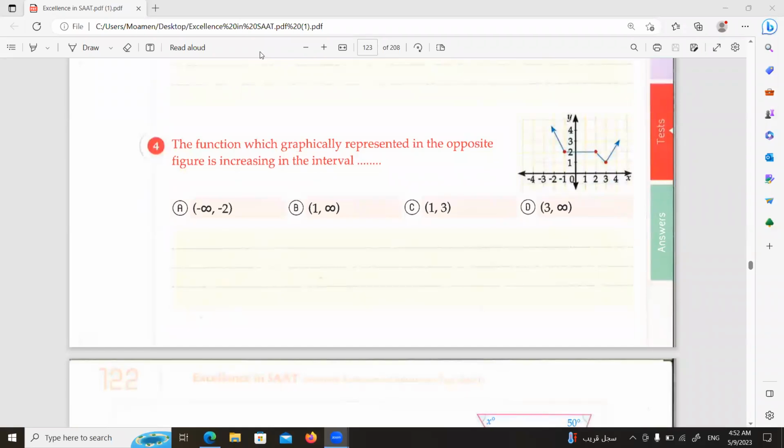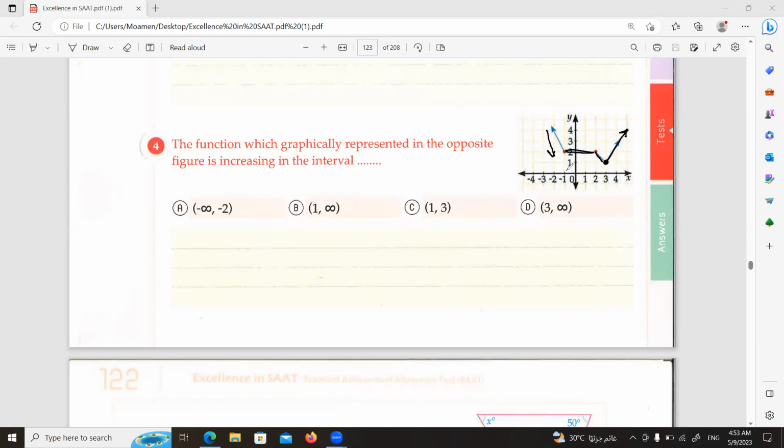We're going to the next problem, number 4. In number 4, he asked you about this function, which is graphically represented in the opposite figure, the increasing interval. So I need the increasing part of this function. The first part is decreasing, as we go from left to right. Then after that it's constant, and then after that it's decreasing also. Starting from this point, the function is increasing.